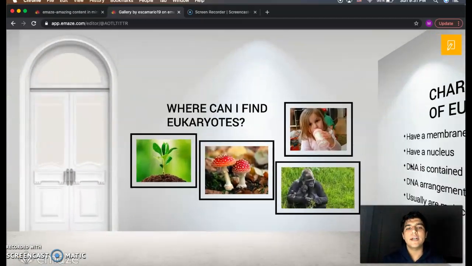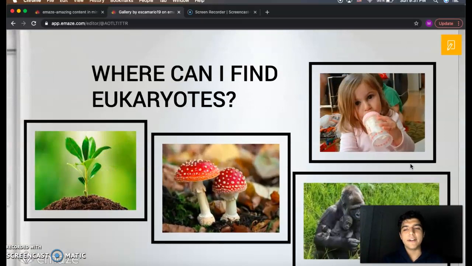So where can you find eukaryotes? Well, eukaryotes are all the way around you. Okay, humans have eukaryotic cells. Okay, we are considered eukaryotes because our cells are eukaryotic cells. You can also find them in plants. Plants are also considered eukaryotes, animals, fungi, and protists.